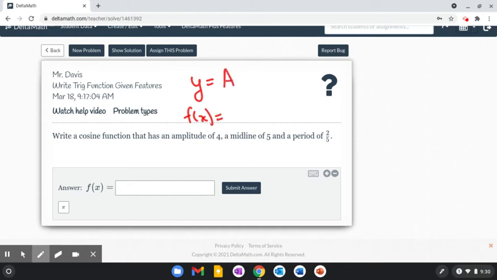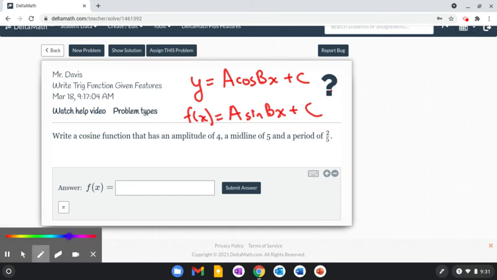A cosine of bx plus c. Or it could be the same with sine, a sine bx plus c. Okay, whether it's y or f of x, and whether it's cosine or sine, it looks like this. There's really three pieces of information that are contained in this equation: the a, the b, and the c. So the a represents the amplitude.